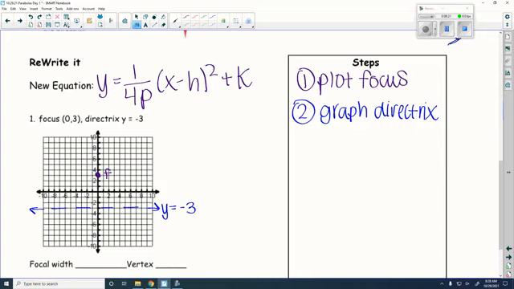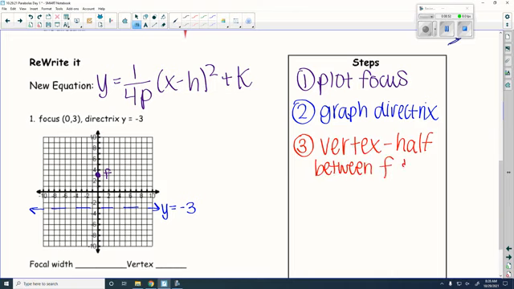Okay, where do we know the vertex is? It's going to be above the directrix and below the focus, right in the middle. So step 3 is to put the vertex halfway between the focus and the directrix. So your vertex goes halfway between those two.